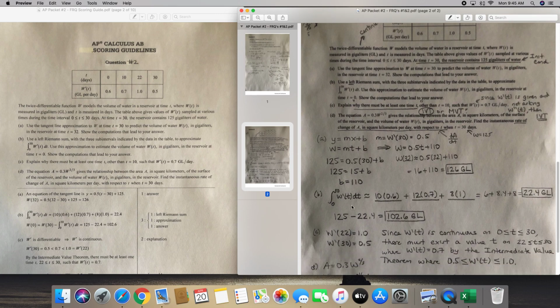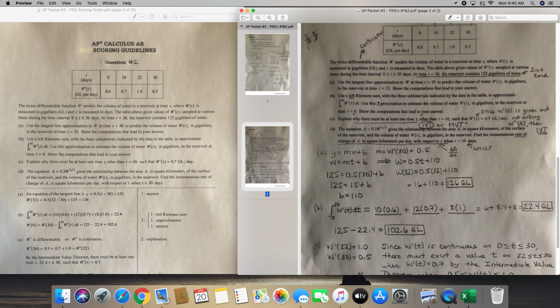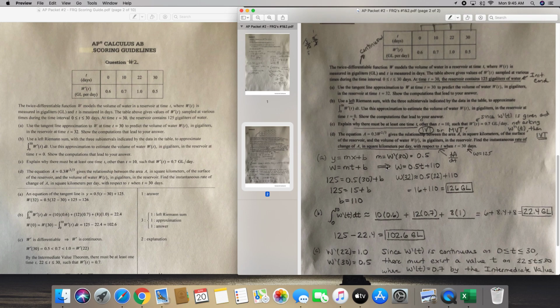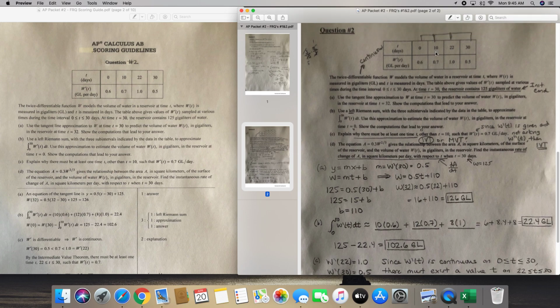All right, so if we're going to approximate this using 3 subintervals, I created my 3 spots. Remember, Riemann deals with rectangles, so we need to find out the area of the rectangles. Realize that each of these subintervals' difference is the base of the rectangle, so the first base is 10, the second base is 12, and the third base is 8. Since we're performing a left Riemann sum, we're going to grab the left value of the function at the first rectangle. So it's going to be 10 times 0.6, 12 times 0.7, and 8 times 1.